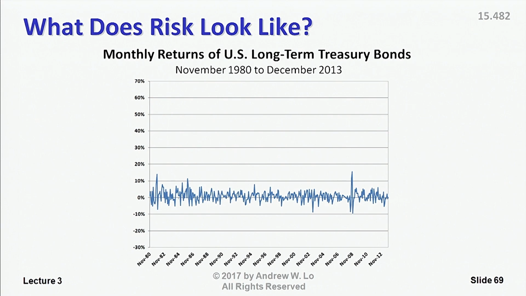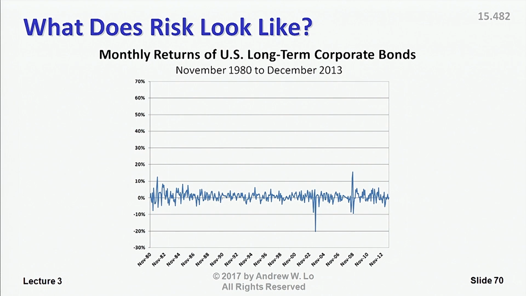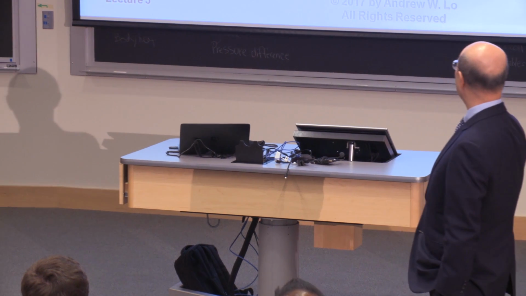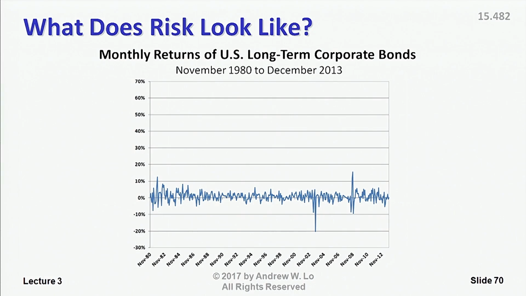This is long-term Treasury bonds. That's the returns on a monthly basis. This is corporate bonds. Now, you asked a question before about corporate bonds, and here's an interesting fact. The volatility is lower for corporate bonds. You can tell that from comparing it to government bonds. But look at what happened here and here.